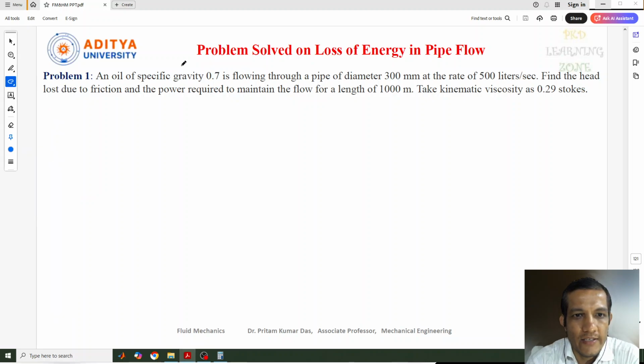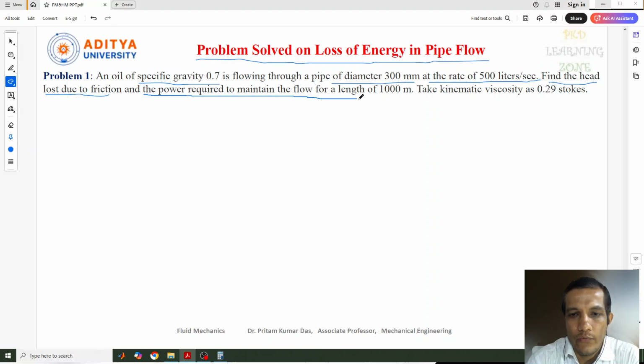In this lecture, we'll discuss a problem on loss of energy in pipe flow. And for that, I have taken a question. An oil of specific gravity 0.7 is flowing through a pipe of diameter 300 millimeter at the rate of 500 liter per second. Find the head lost due to friction and the power required to maintain the flow for a length of 1000 meter. And consider the kinematic viscosity as 0.29 stokes.